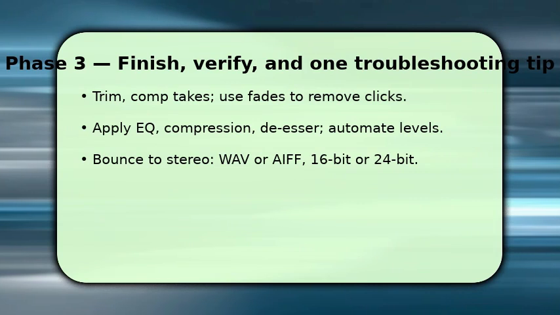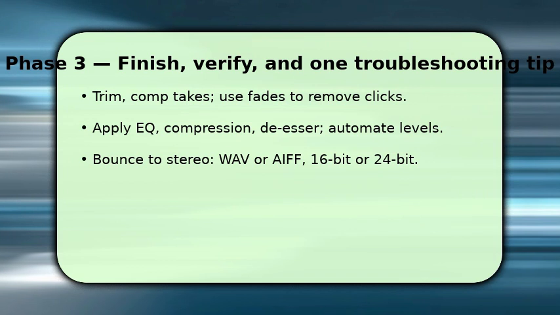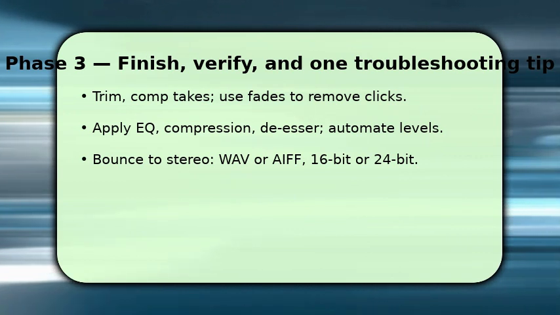First, trim and comp your best takes, add short fades to remove clicks, and align timing when necessary. Then apply corrective EQ to remove muddiness, a gentle compressor to control dynamics, and a de-esser for sibilance. Automate volume for consistent presence.